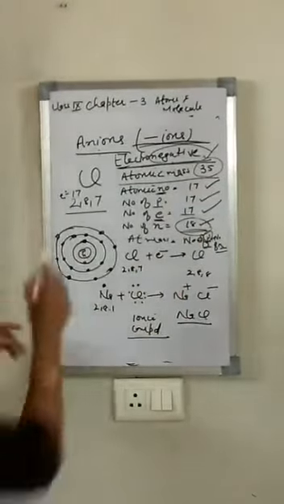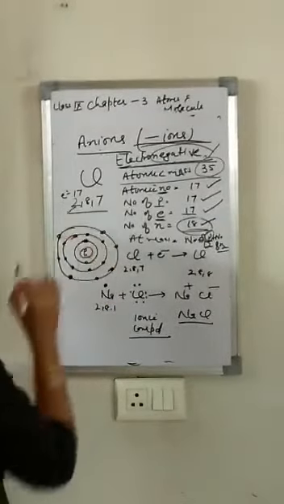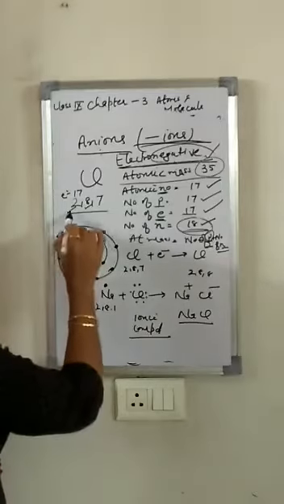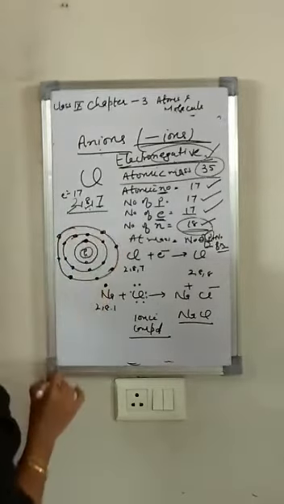So this is the arrangement of the electrons. Electrons are 17. In the first shell there are 2 electrons. In the second shell it is 8. Both the first and second shells are filled. Now in the third shell it is 7.